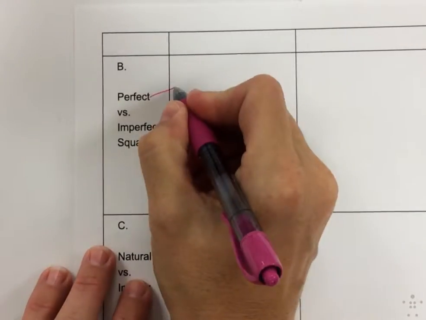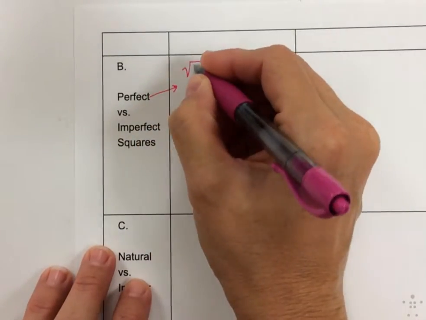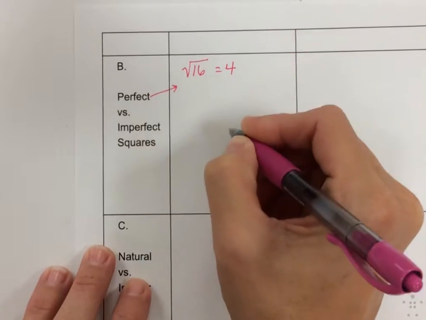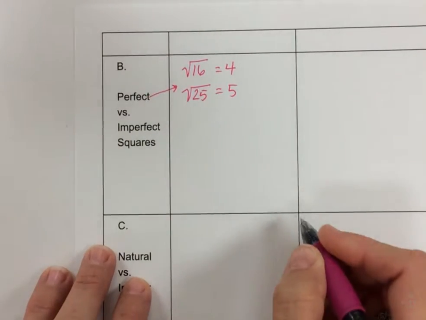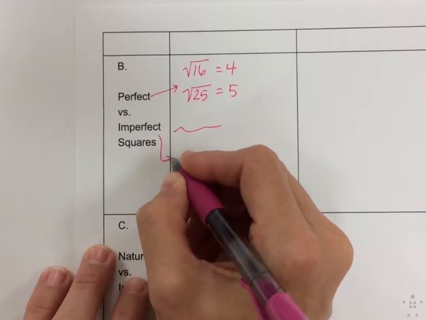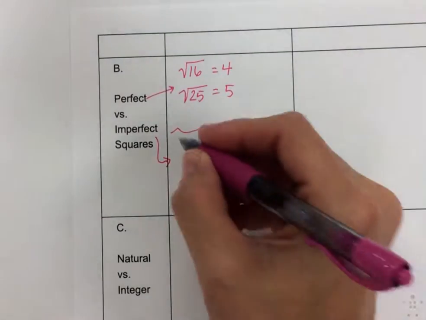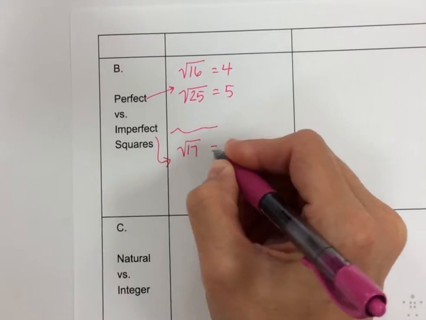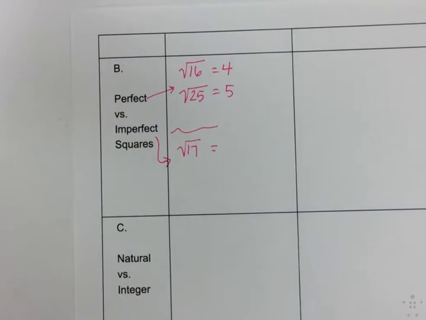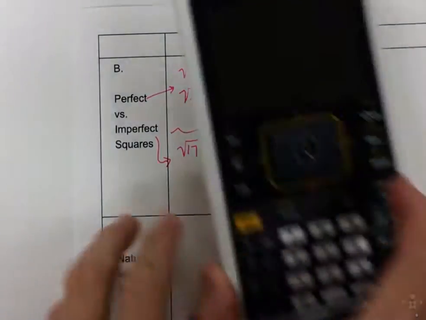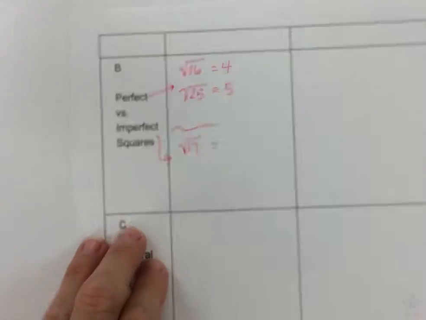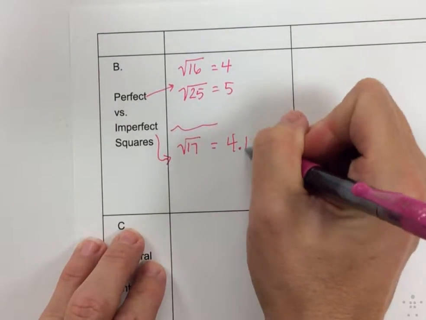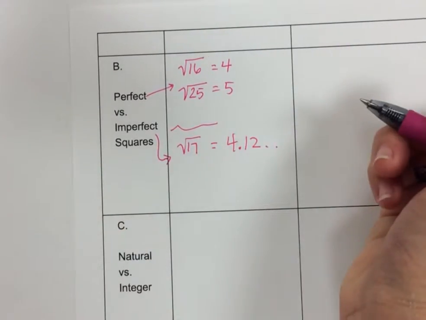So we'll start with the perfect square root. That's like the square root of 16, which is 4, or the square root of 25, which is 5. Your imperfect squares are going to be like the square root of 17. So if I was to put that in the calculator using the Control X squared button, that would give me 4.2 and so on.